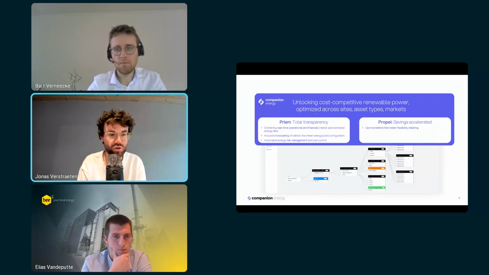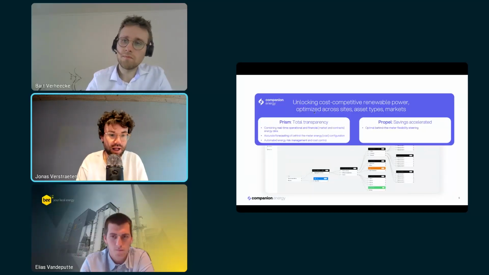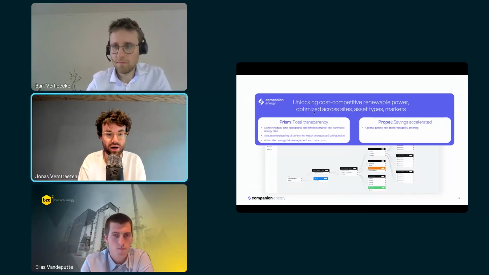So for that, we have two parts of our software solution. We've got Prism, which brings you total cost transparency the whole time, and then Propel, where we actively go and steer your assets to enhance your cost savings. And on the steering, that's really where this collaboration with the three of us comes together, I feel.